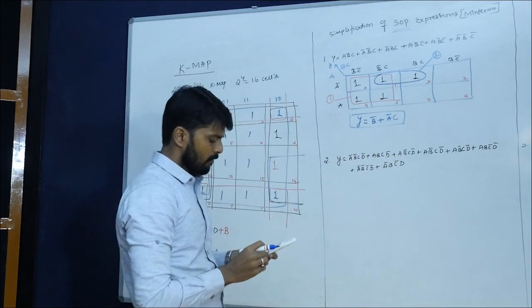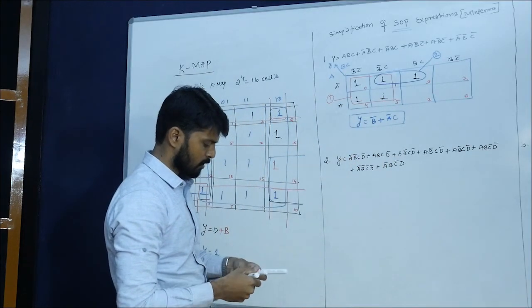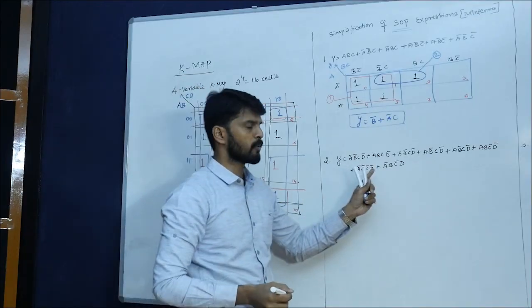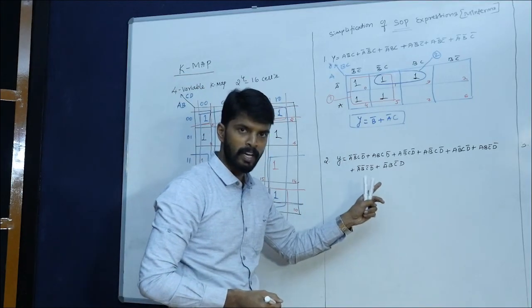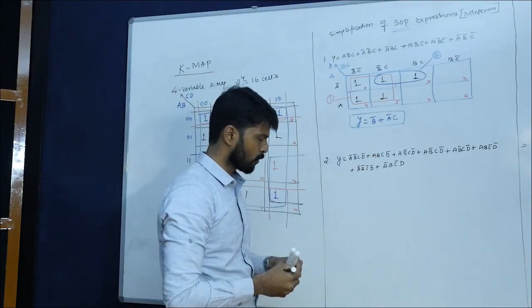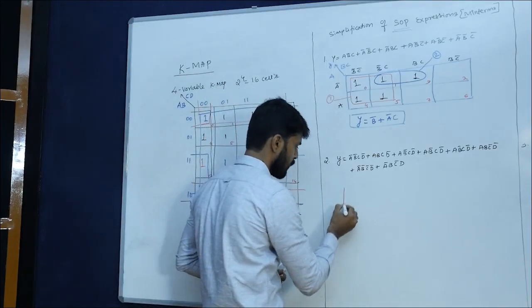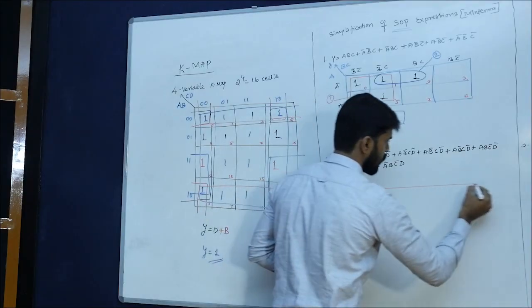Similarly, we have one more expression here. By seeing this expression, again we will know that this is a 4 variable K-map. So 2 to the power of 4, totally a 16 cell K-map we require. So I will draw the 16 cell K-map.